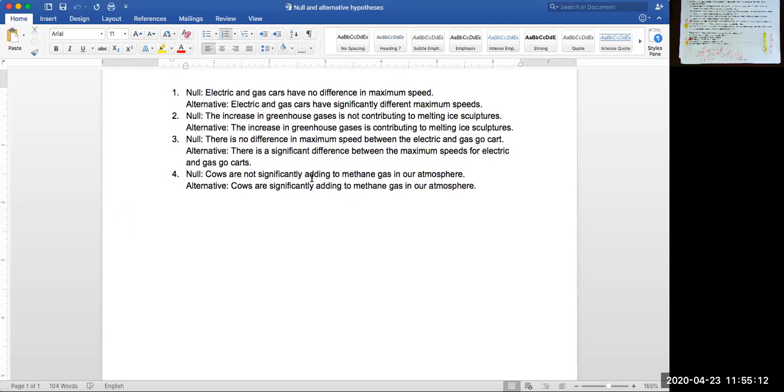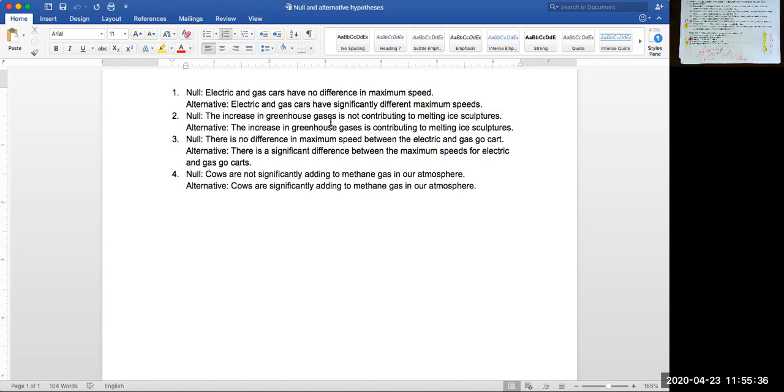Cars are not significantly... again, we don't need all that "significant." Just say it's different. Even if you're setting up, we want it to be significant, but if it's not, that doesn't mean we don't have plausible information. Too much focus on the word significant. There's no difference in maximum speed between electric and gas. There is a difference between the maximum speeds. Two-tailed tests.